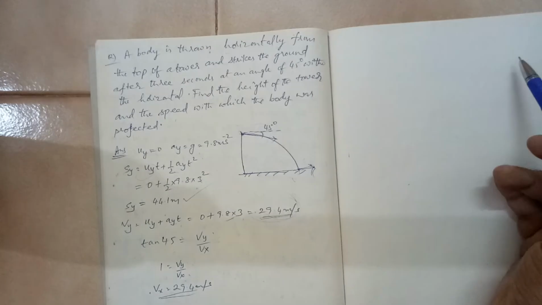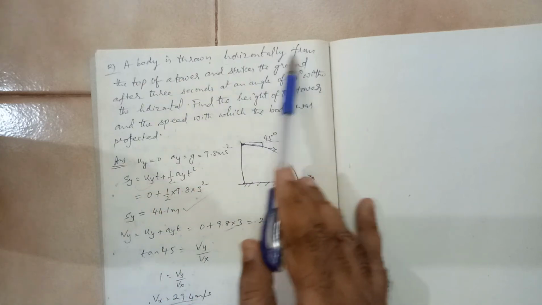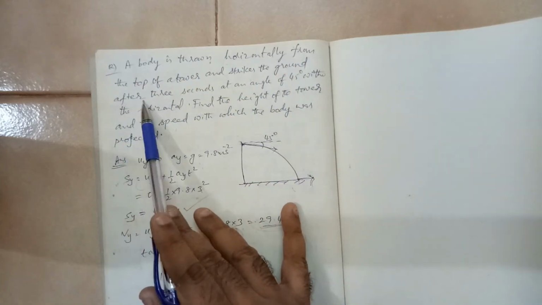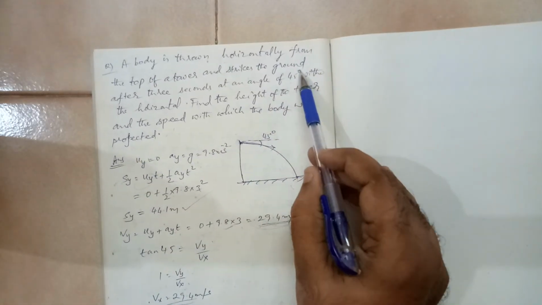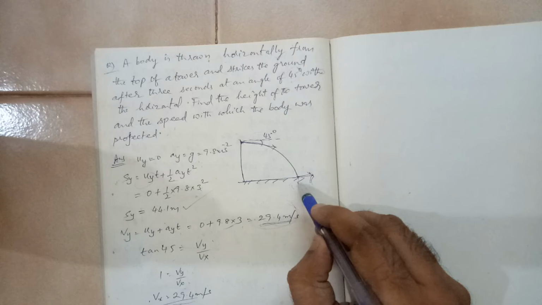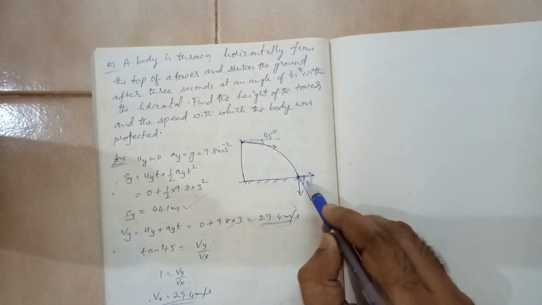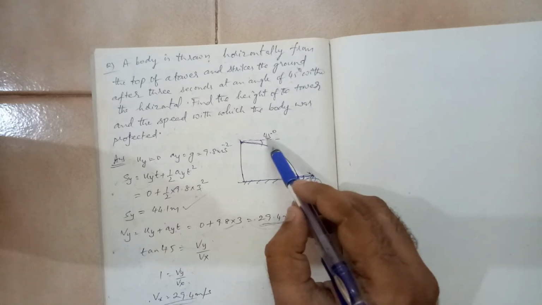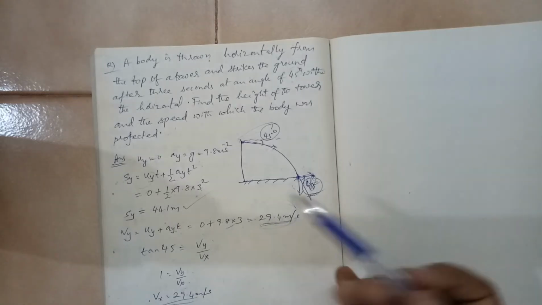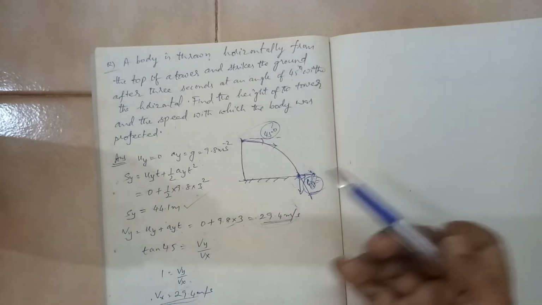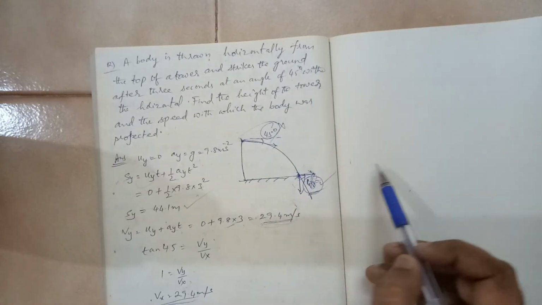Now you see here the body is thrown from the top of a tower and strikes after 3 seconds at an angle of 45 degrees with the horizontal. It is making 45 degrees with the horizontal after 3 seconds. So this is the angle which is given in the question. I have taken it here, but actually this is the angle which is given in the question. After hitting it is making 45 degrees. There can be a situation that it may be making 45 degrees here also, but that is not given in the question. This is what is given in the question.